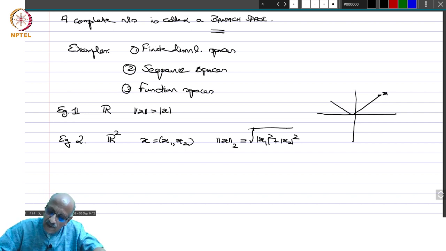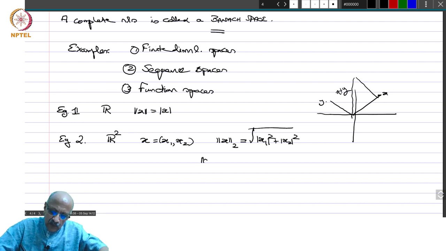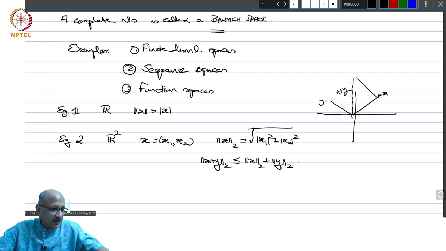So if y is any other vector, then complete the parallelogram, and this diagonal here will be x plus y. Now it is an old theorem from high school that two sides of a triangle are in length greater than the third side. So that immediately tells you that norm x plus y 2 is less than or equal to norm x 2 plus norm y 2. In fact, the name triangle inequality comes only from this case, because this is the generic case, and from this generalizations have been done, and therefore this shows that this is a norm.